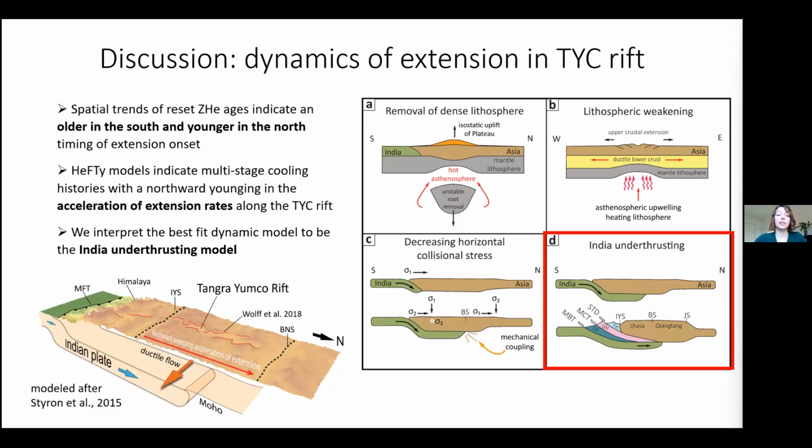Reported bimodal volcanism in northern Tibet, north of the Bangong Suture Zone, and seismic studies imaging Indian lithosphere beneath the surface trace of the Bangong Suture Zone also provide additional supporting evidence, independent from our zircon helium results, in support of the India underthrusting hypothesis.